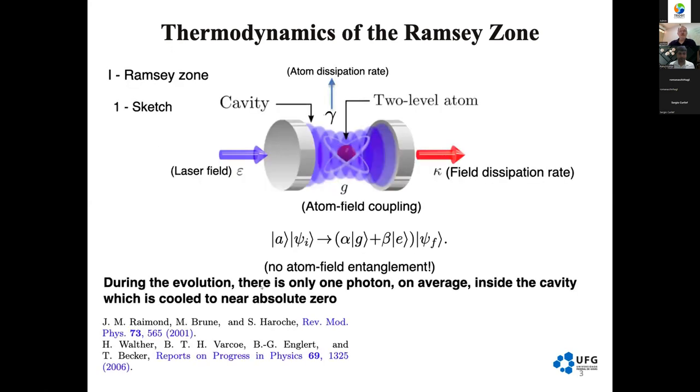What is the Ramsey zone? Ramsey zone is a cavity. I'm not sure if you're seeing my pointer. Can you see this? Two mirrors, and inside the cavity there is a two-level atom. And the cavity is pumped by a laser field with amplitude epsilon. This is kappa, the dissipation rate. And the atom-field coupling is G.